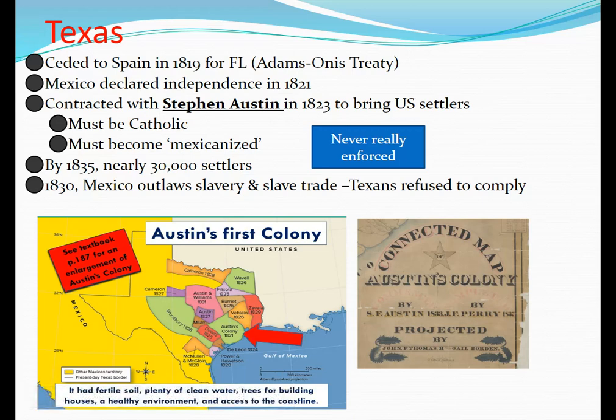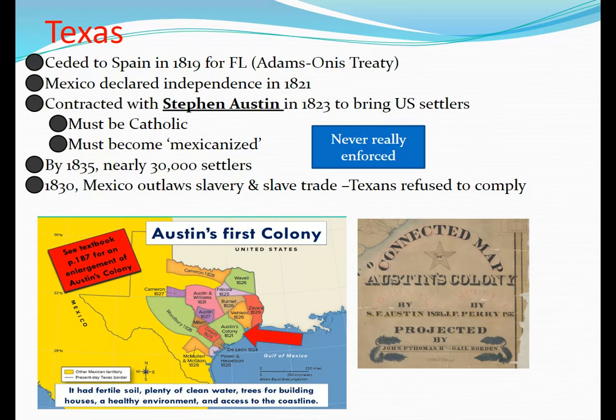And they had to make a few agreements with Mexico. Mexico said that even if you were coming from a Protestant background, you were to become a member of the Catholic Church, and that you were to become Mexicanized, meaning that you were to agree to the policies of Mexico and essentially be willing to become a Mexican citizen over time. None of these things were ever enforced, which then created problems.